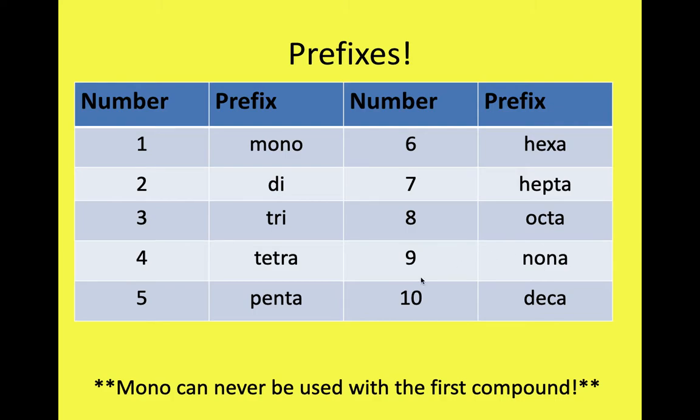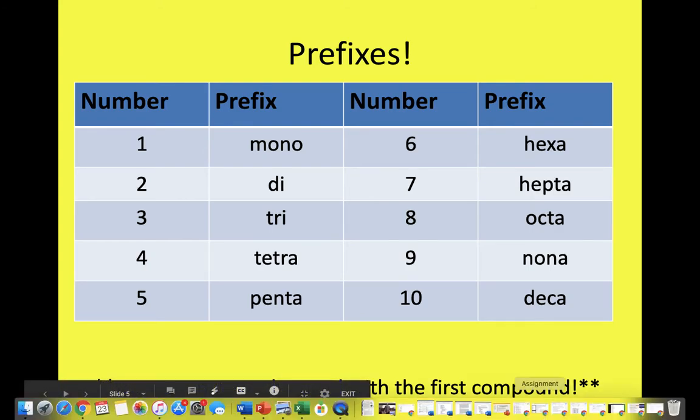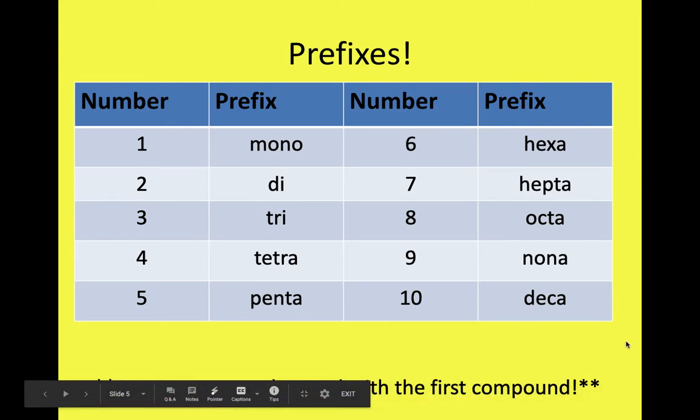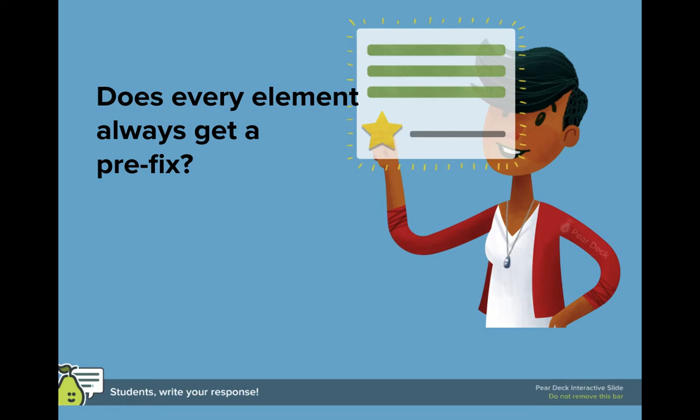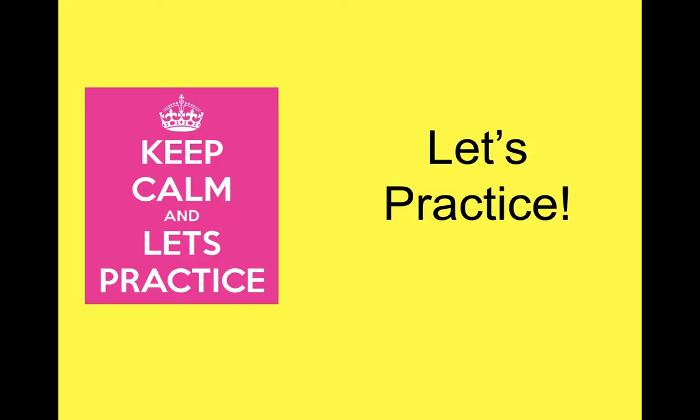All right, and finally, mono can never be used with the first element, so keep that in mind. When we're naming, mono is never used with the first. So, a couple questions. Does every element always get a prefix? The answer to that is no. Remember, this is only for covalent compounds. And if there's only 1 in the front, mono is never used in the front. So let's do some practice together.